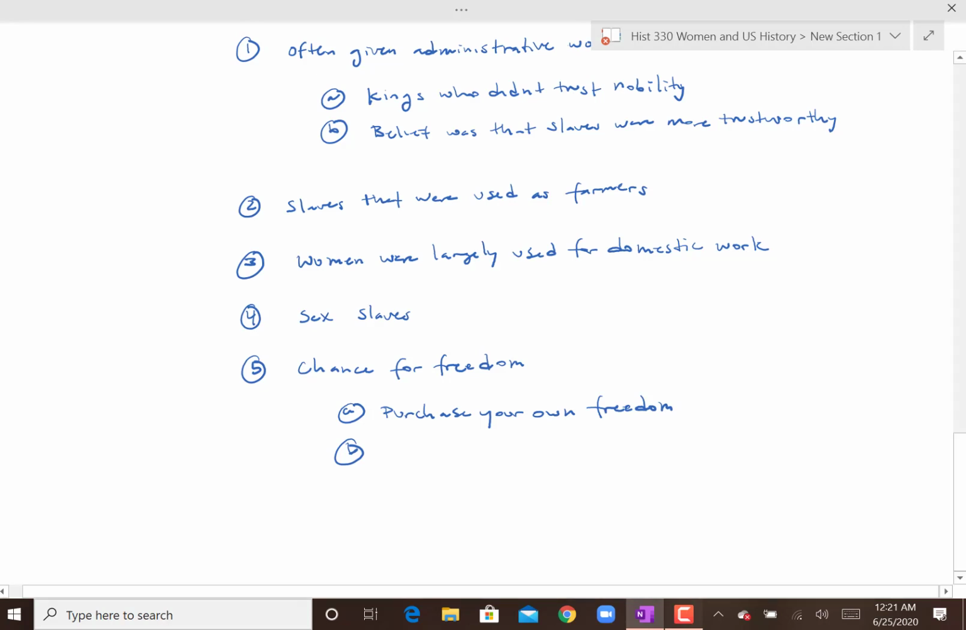The other one was that sometimes in certain kingdoms and societies in Africa, slaves were adopted into the family.